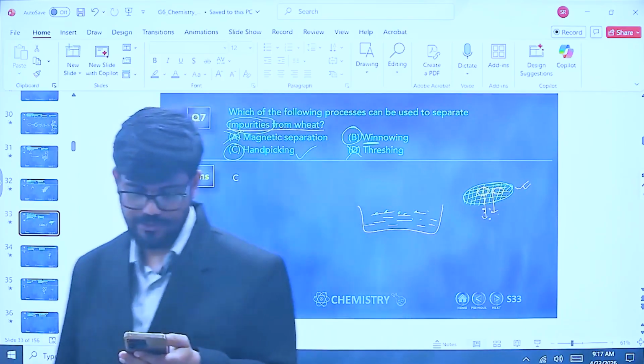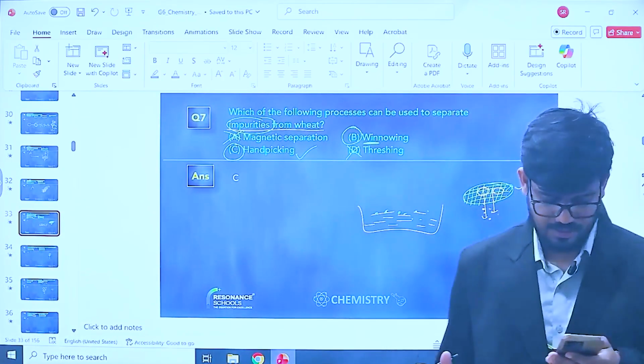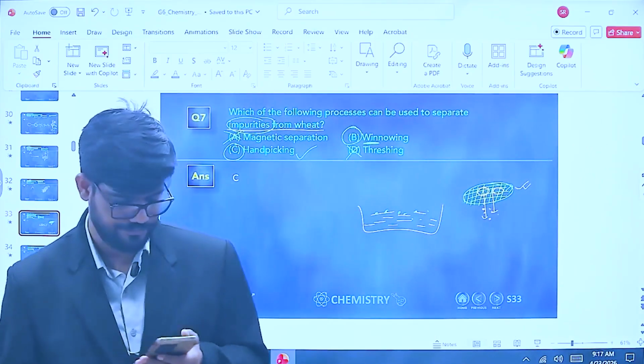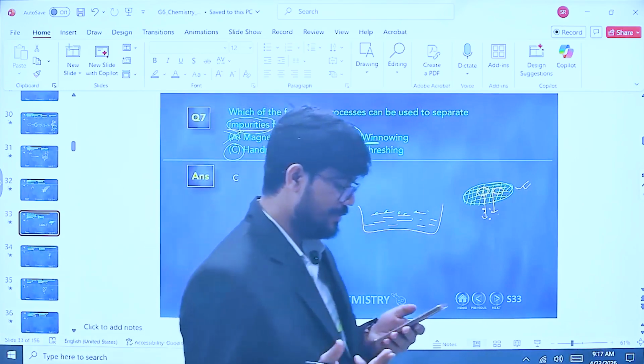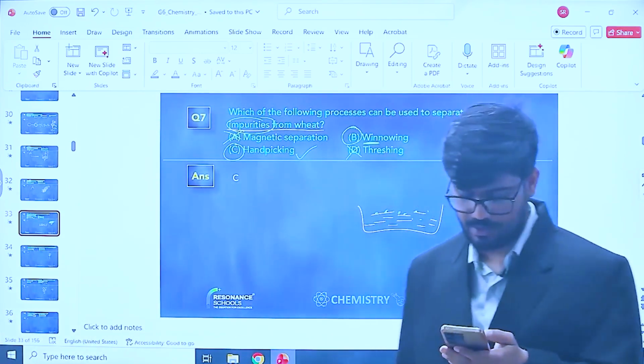Acha, next, sedimentation and decantation are already done. Next, new question. This is also done. See, one student is writing one question multiple times. Then how can I see others' questions?